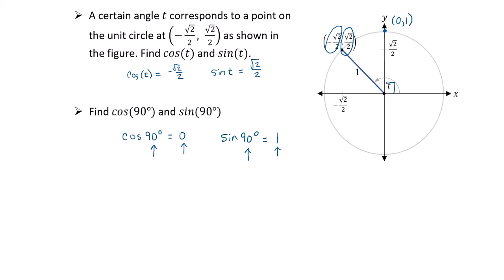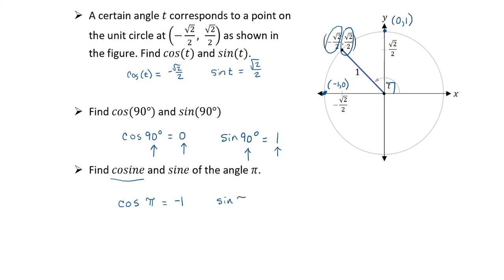Let's find the cosine and sine of the angle pi. So here they've used the full words. We can go ahead and use our notation, cosine of pi. Where is pi? Pi is right here, and it has the coordinate of negative 1, 0. So we know that the cosine of pi is negative 1. And the sine of pi is 0.